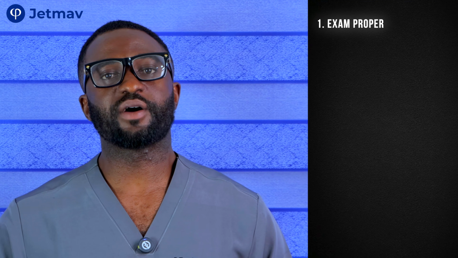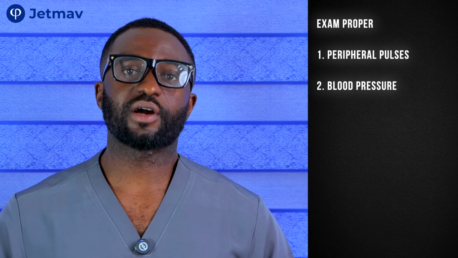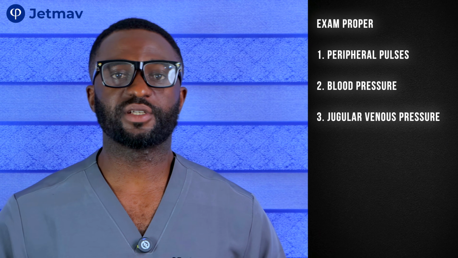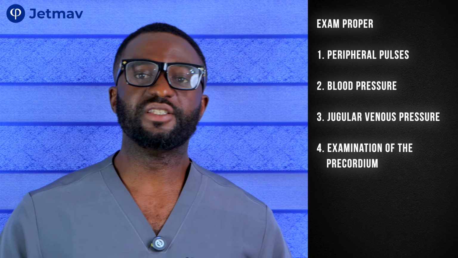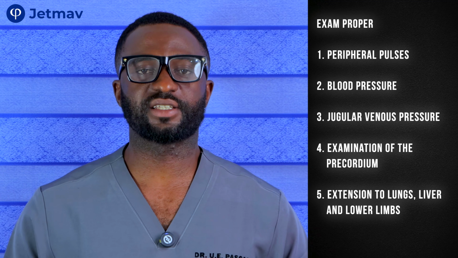So in the examination proper, we are going to be talking about the peripheral pulses. We check the blood pressure. Then we also talk about the jugular venous pressure measurement. Then we examine the precordium and then talk about other extensions that are related to the cardiovascular system exam.